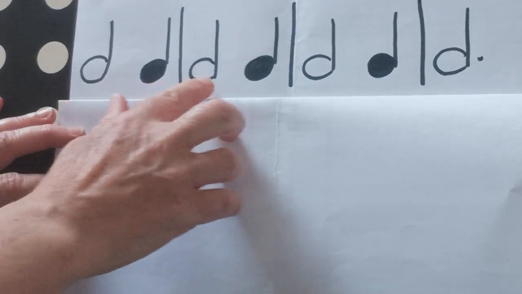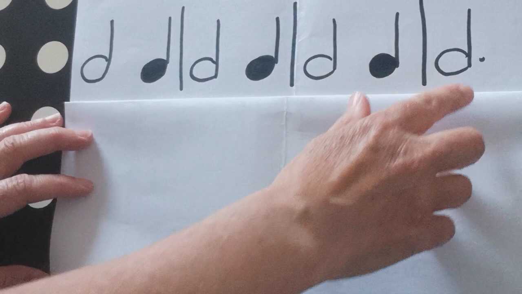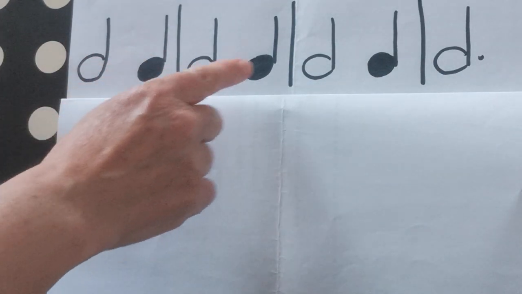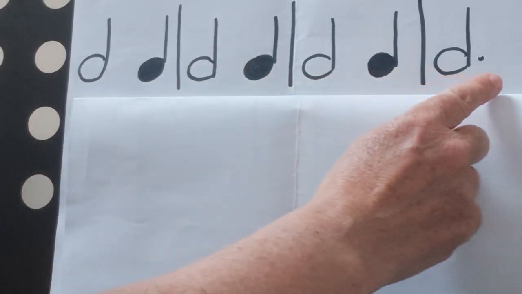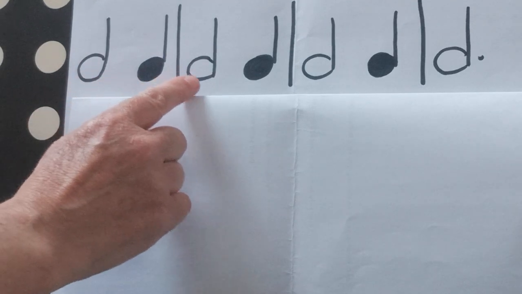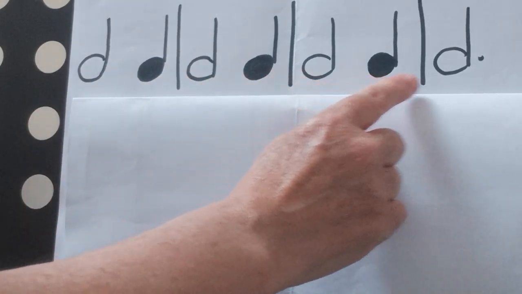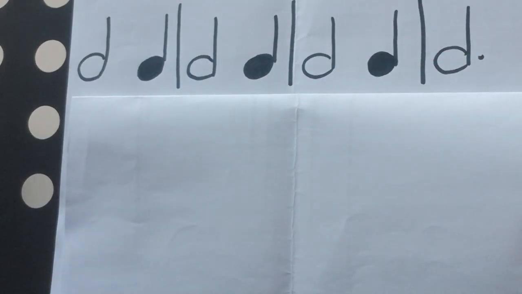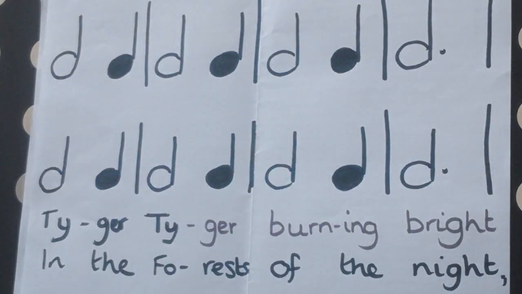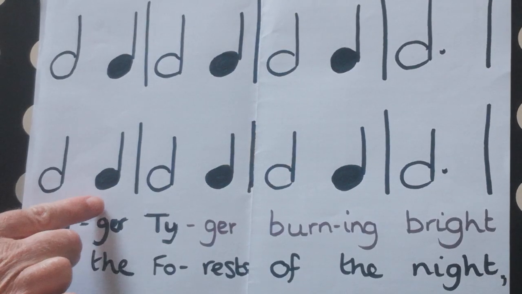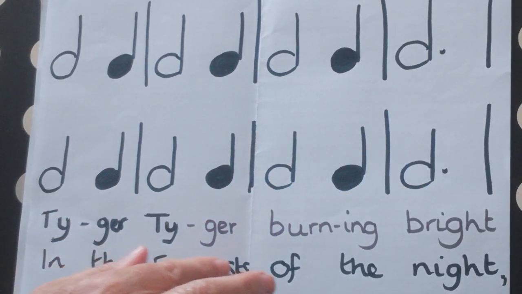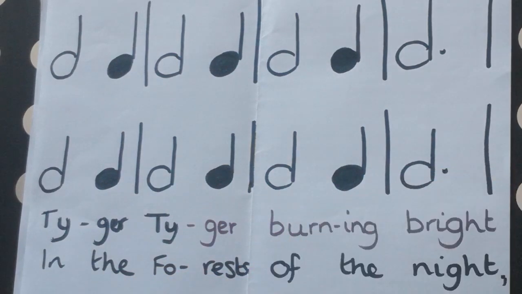We've got minim, crotchet, minim, crotchet, minim, crotchet, dotted minim. Sounds like this. Stride, walk, stride, walk, stride, walk, yawn. Okay, let's try that together. Here we go. Stride, walk, stride, walk, stride, walk, yawn. So now if we add the words of our poem, let's see what it sounds like. So we have tiger, tiger, burning bright in the forests of the night.